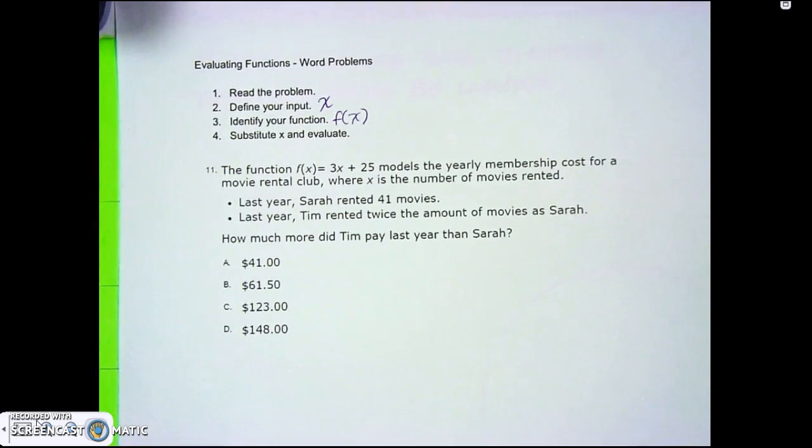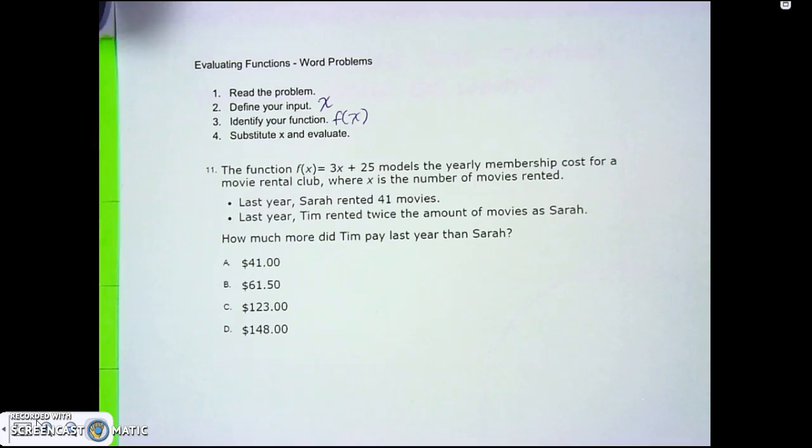Alright, so the first example we have says the function f of x equals 3x plus 25 models the yearly membership cost for a movie rental club, where x is the number of movies rented. Last year, Sarah rented 41 movies, and last year Tim rented twice the amount of movies as Sarah. How much more did Tim pay last year than Sarah?